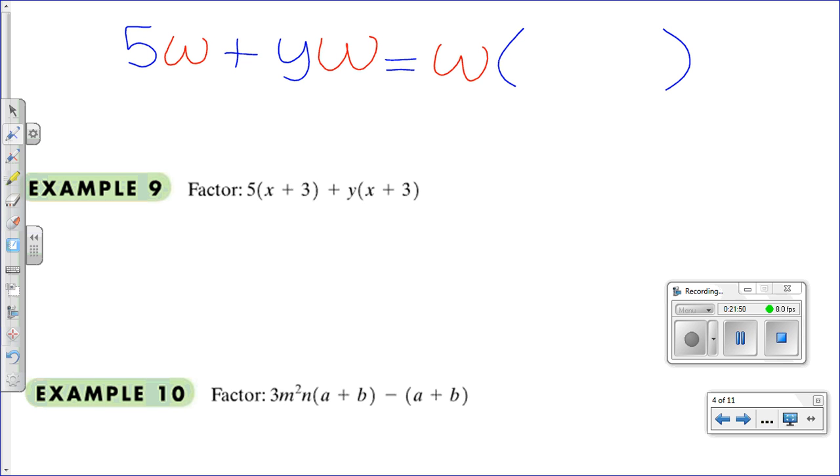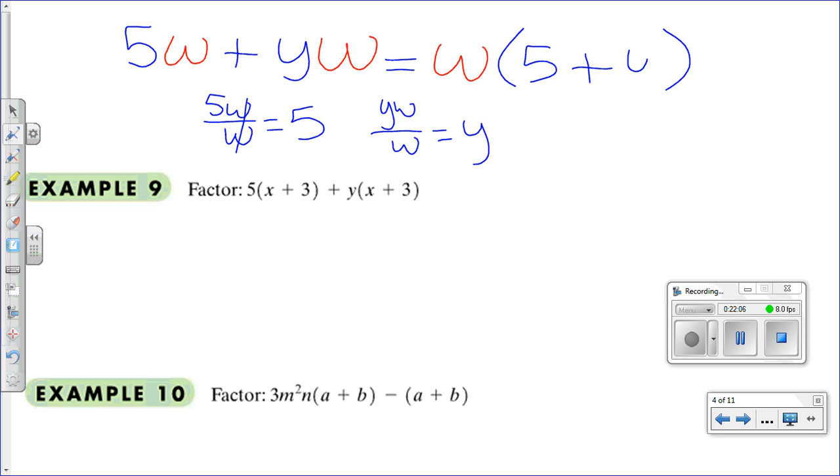So if I factor out W from here, it will be like 5W divided by W. So what does that equal to? 5. And if I factor out W from here, we have YW divided by W. So that will be just Y. Okay, now copy that problem, please. And also example 10.